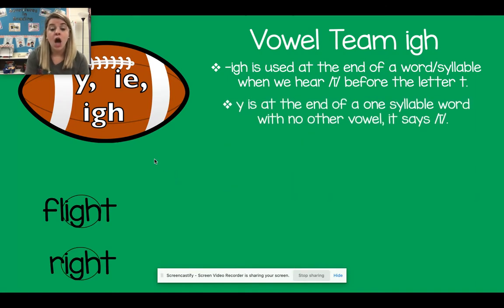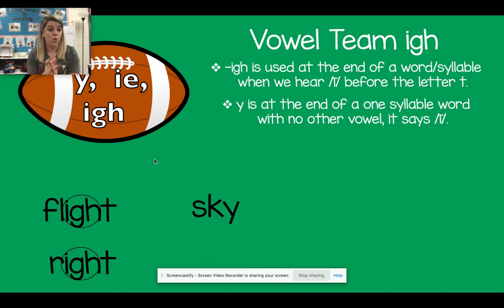All right? Y is used at the end of a one-syllable word that has no other vowels. It has to put on its big boy pants and it has to be a vowel for that time, right? So if we see a one-syllable word with no vowels in it, the Y is going to be the vowel, like this. We see an S, a K, and a Y.